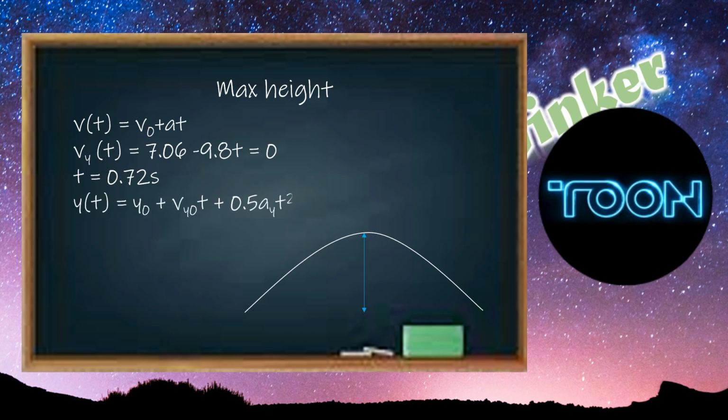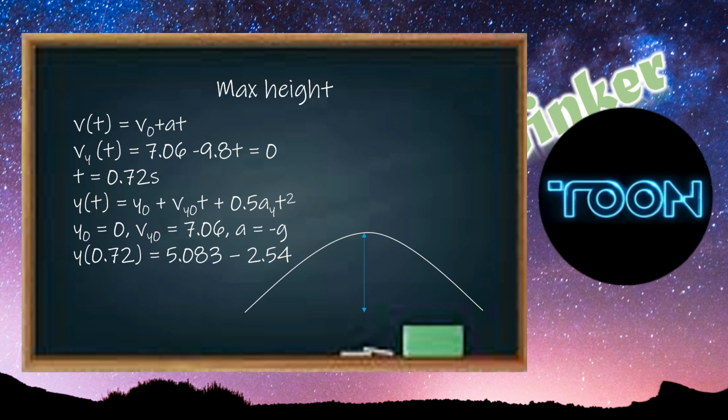We will place this time in the position equation on the y-axis and get r of 0.72 equals 0 plus 7.06 times 0.72 minus 4.9 times 0.72 squared. Solving that is basic arithmetic, and the result is 2.54 meters. I hope you saw how simple it is when you do everything in an orderly manner.